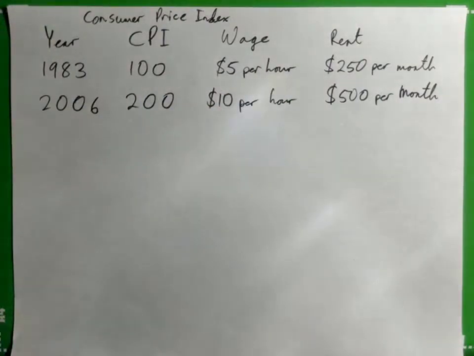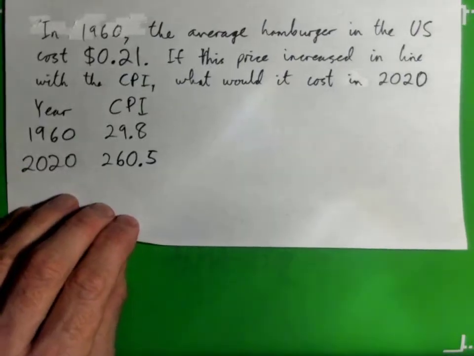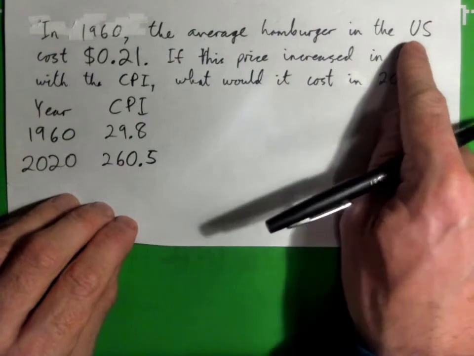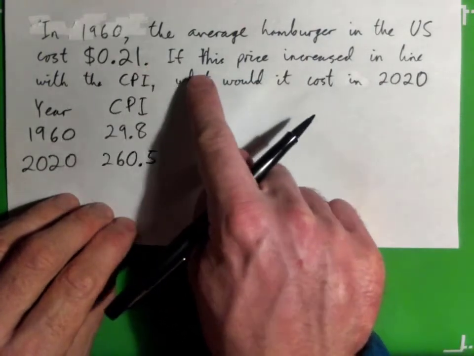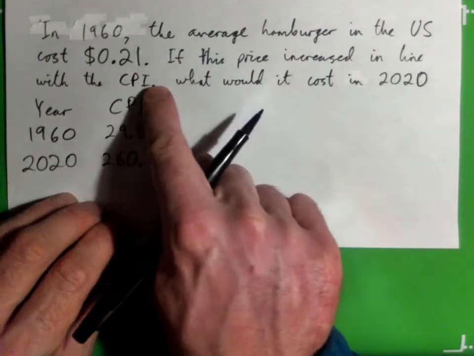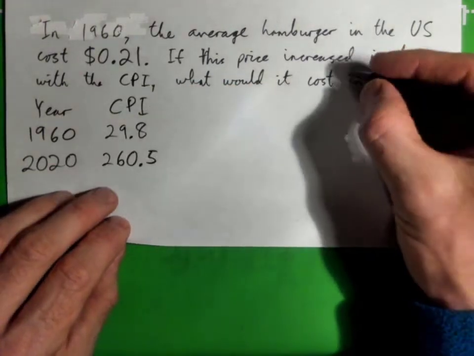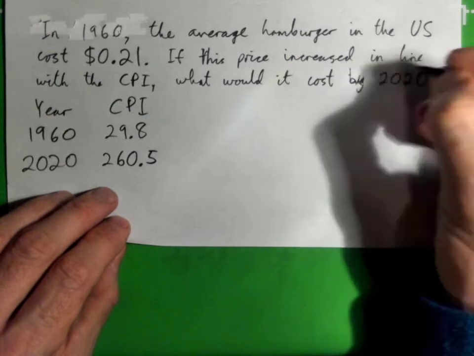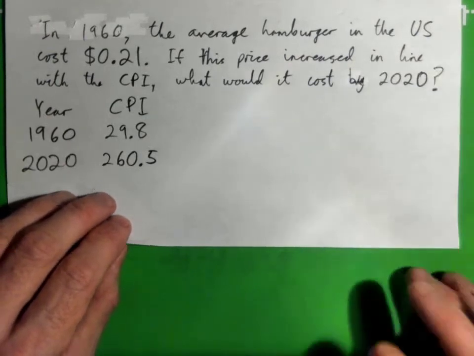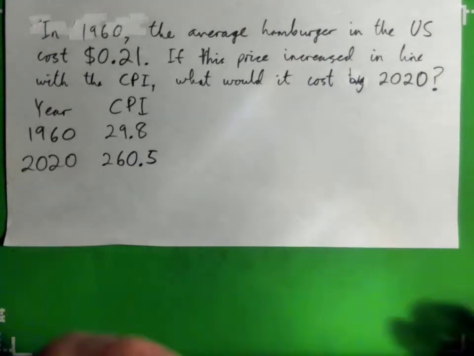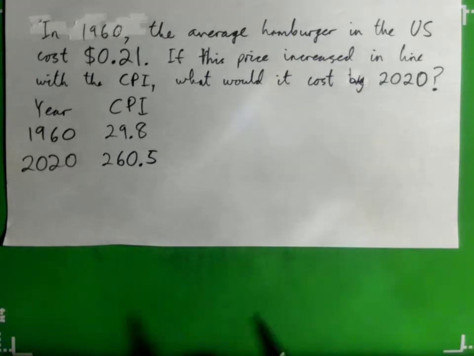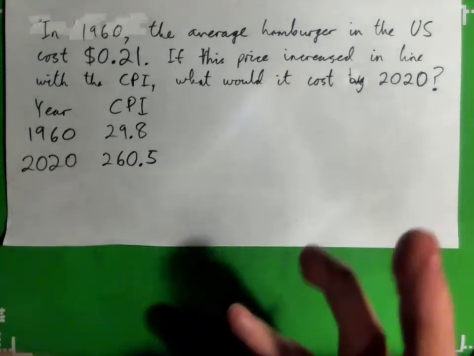Are we following? So in 1960, the average hamburger in the US cost 21 cents. If this price increased in line with the CPI, the Consumer Price Index, what would it cost in 2020, right? So press pause if you watch from home or anybody. Just try to do it yourself. Don't shout out the answer, but I want everyone to give this a go.